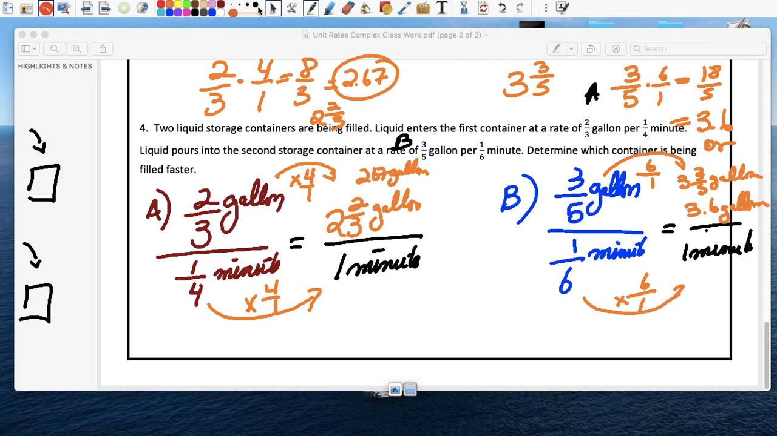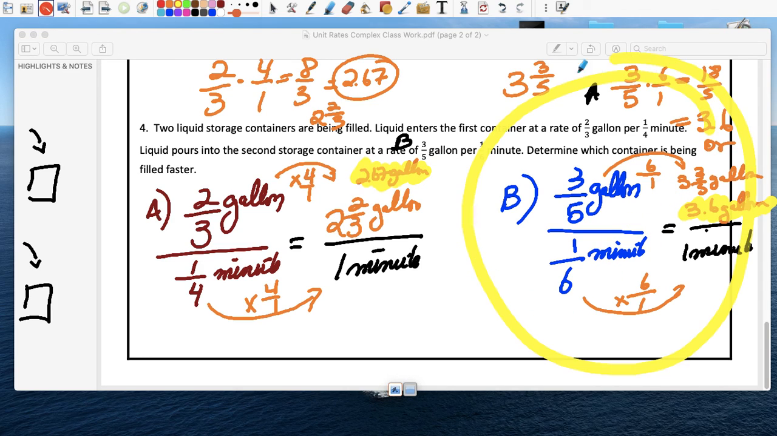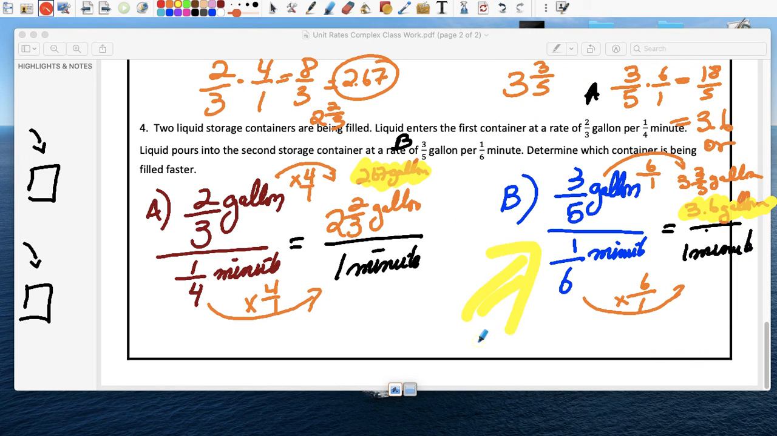Bueno, obviamente, aquí está llenando 3.6 galones por minuto. And here, you get 2.67 galones por minuto. El más rápido es este. Right? So this one is going to fill up first. Okay?